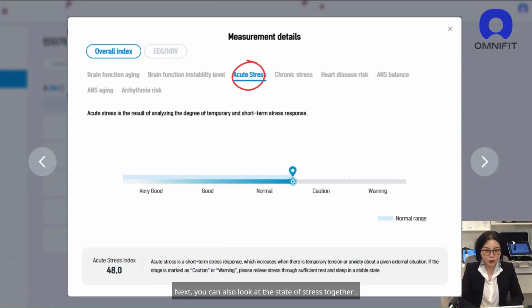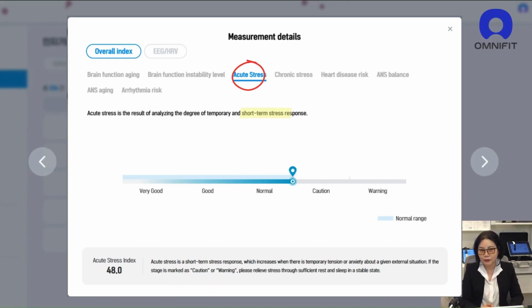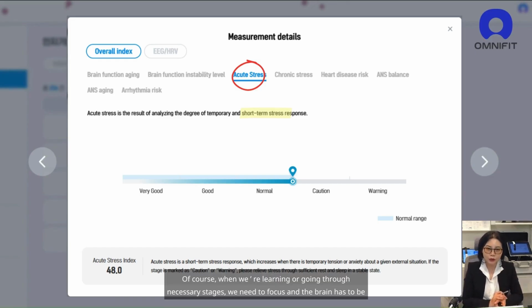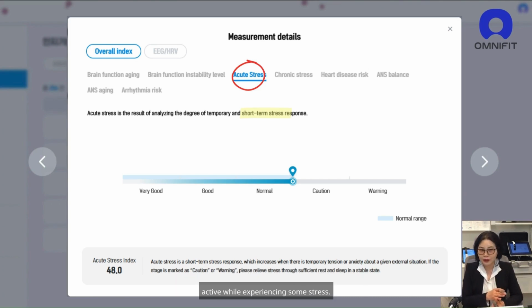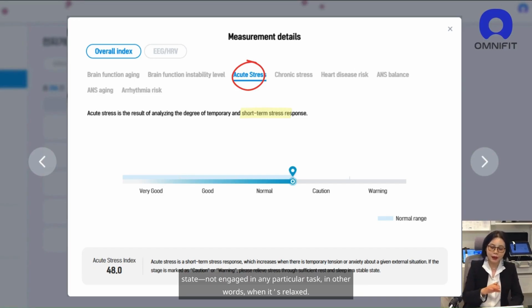Next, you can also look at the state of stress together. Acute stress refers to the analysis of temporary and short-term stress responses. Of course, when we're learning or going through necessary stages, we need to focus and the brain has to be active while experiencing some stress. But, as I mentioned earlier, the brain waves we measure are usually observed when the brain is in a baseline state, not engaged in any particular task, in other words, when it's relaxed.